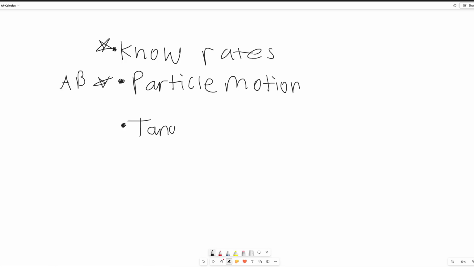Tangent lines. The approximation of tangent lines is all over the AB test. BC, you need to know it because it transforms into something different for the BC test, which is talked about later. But knowing how to approximate tangent lines and taking your time, making sure that you don't mess up your arithmetic is very important. And finally, L'Hopital's rule is ubiquitous.